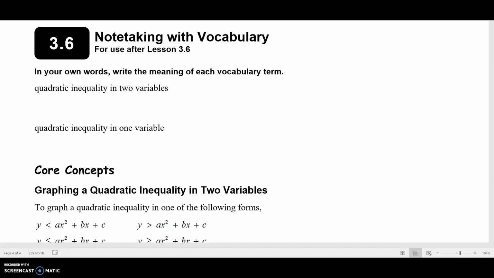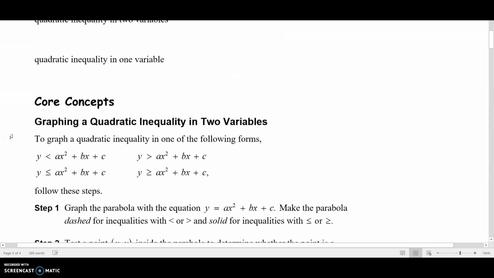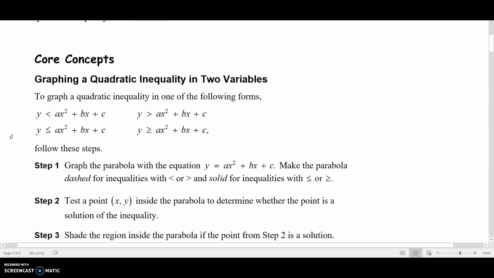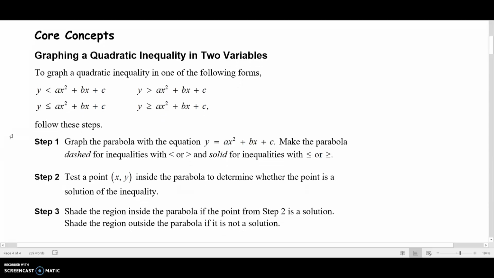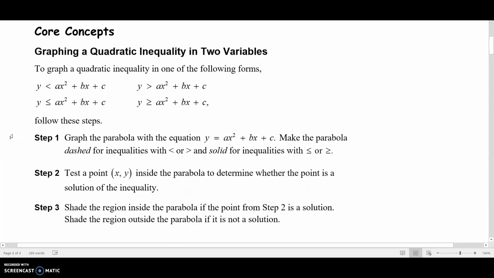Go to page 72 in your journal and get the definitions for quadratic inequality in 2 variables and 1 variable. Then let's take a look at the core concepts. Today we're going to be graphing quadratic inequalities, and when we're graphing them in 2 variables, we have to follow these specific steps.